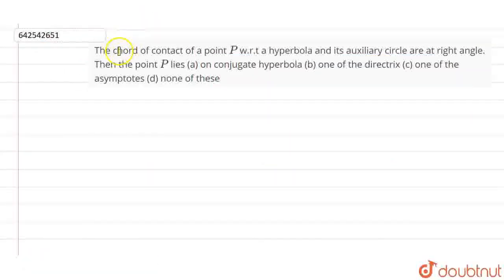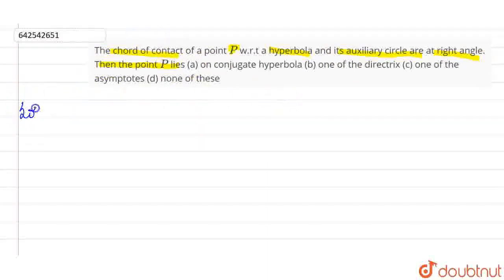Okay, so the question here we have is that the chord of contact of a point with respect to a hyperbola and its auxiliary circle are at right angle. Then what I have to do? We have to find the point P where it lies, according to the given options we have.